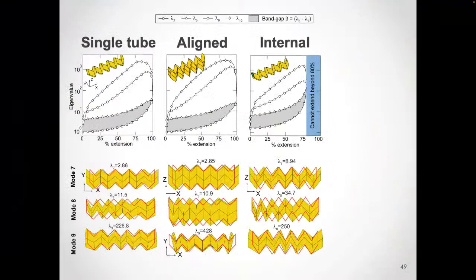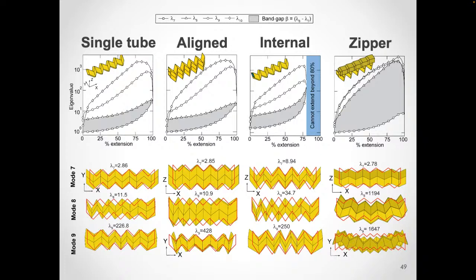Essentially, we wanted a very flexible mode, a near zero stiffness mode, and all the other modes to be stiff, so that we could have a kinematic mode. That's what we wanted. For the single tube, the band gap is shown here between the first 2 modes. For the aligned, not much different. For the internal, at some point this will lock. But then look what happened with the zipper. We were very happy when we got this result.